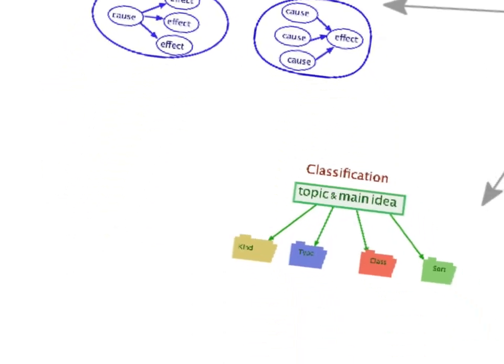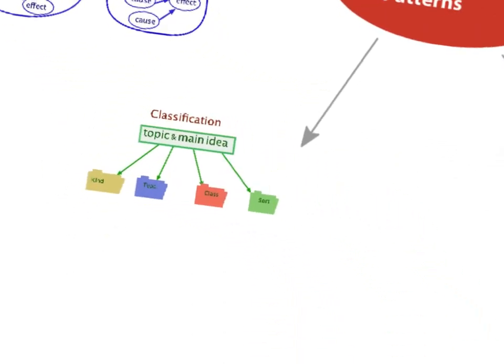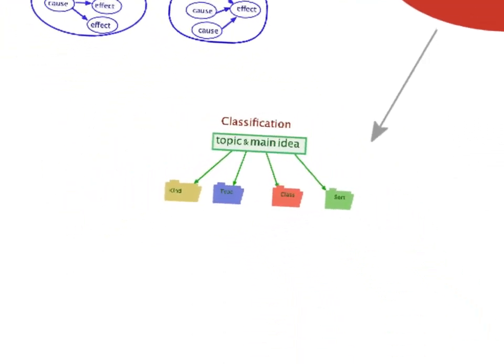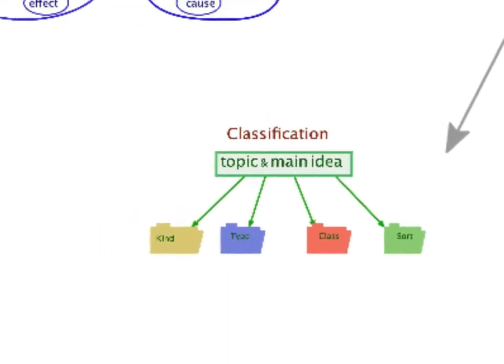Our third group is classification. In classification, we're taking a topic and breaking it down into kinds, types, classes, or sorts. This might include, for example, general education, which includes your English and literature classes, your science classes, your math classes, and your social science classes.